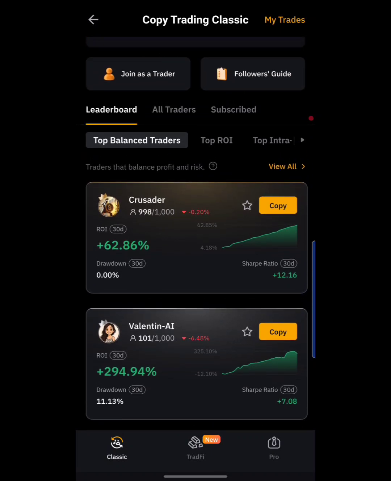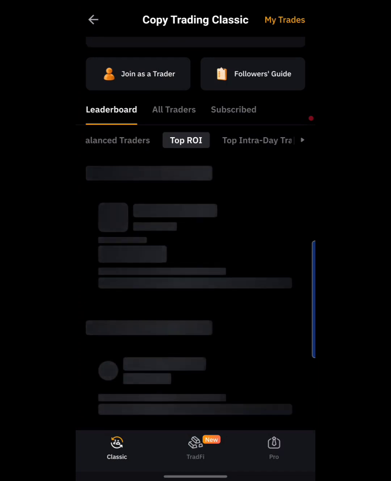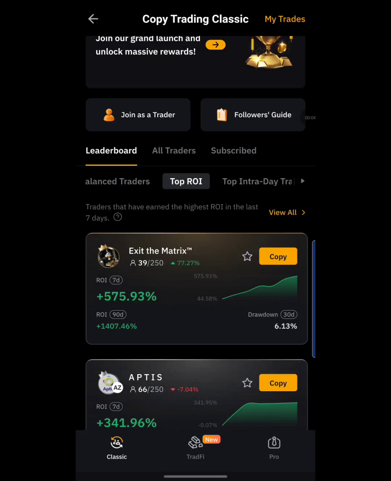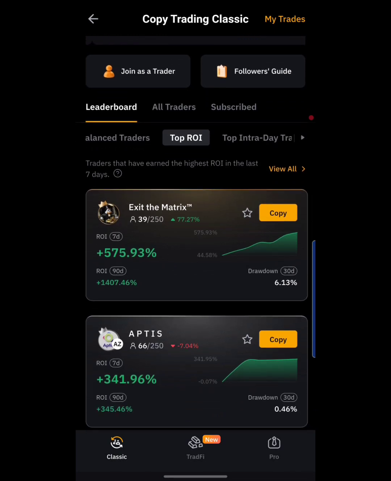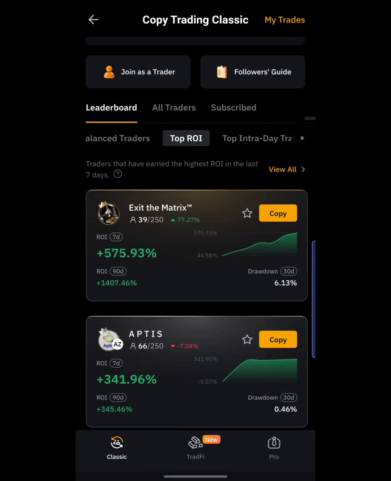All right, so next here is the top ROI traders. The top ROI traders are traders that have earned the highest ROI in the last 7 days, guys. As you can see, this guy over here called Exit the Matrix has made about 575.93% profit within the last 7 days. And within the last 90 days, which is about 3 months, he has made about 1,407.46% profit.